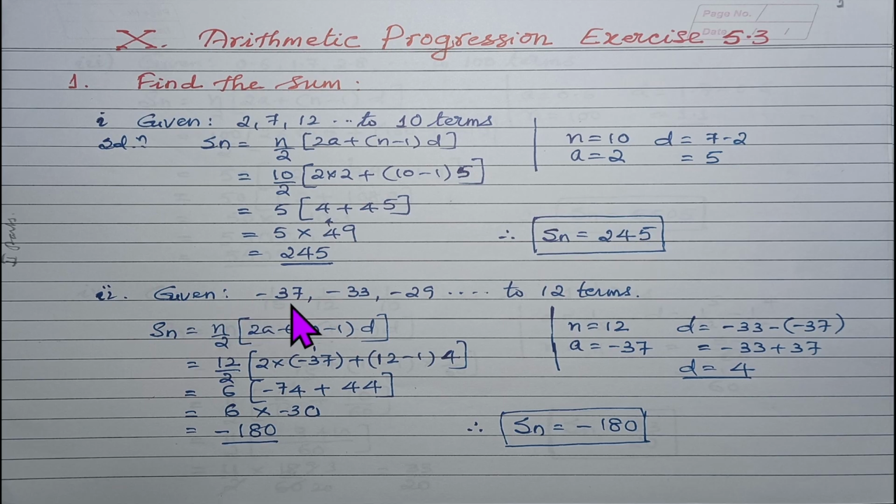Now in the second example, we are given minus 37, minus 33, minus 29 up to 12 terms. We have to find again the sum of 12 terms. Again n here is 12, a is minus 37, d is minus 33 minus of minus 37, and that is 4. Now substituting the values of a, d and n in the formula Sn is equal to n upon 2 in the bracket 2a plus (n minus 1) into d, we get 12 by 2, 2 into minus 37, that is a is minus 37 there, plus (12 minus 1) into 4, 6 in the bracket minus 74 plus 44, 6 into minus 30, that is minus 180. So the sum of the 12 terms of the given AP, Sn is equal to minus 180.